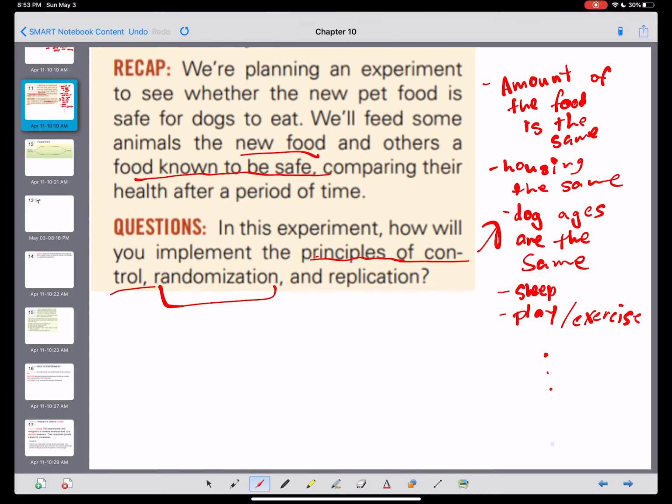Okay. Randomization. How would you randomize? I would use an SRS. Why? SRS to split into two.